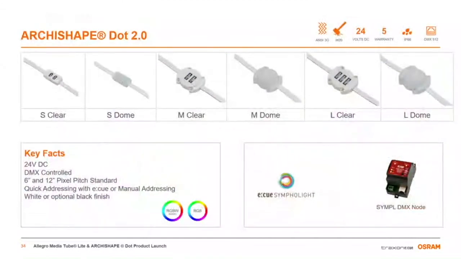So as Sai has already indicated, the ARCHISHAPE Dot 2.0 delivers flexible multi-pixel string of light with a nearly endless supply of applications. With the simplified feature set next to our Allegro Dot family, it offers the Dot application to a new tier of customers, just as the Allegro Media Tube Lite product. The ARCHISHAPE Dot family consists of both clear and diffused view options, available in 3 physical sizes, and is offered with our standard 5-year warranty.